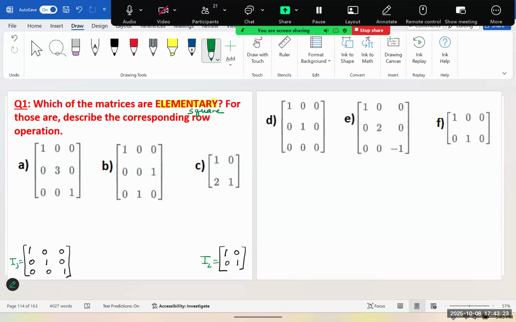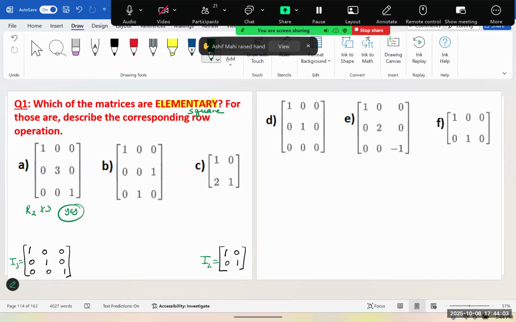Ready? Who is ready to give me the answer for A? You just have to tell me whether A is an elementary matrix or not. If yes, why, or which row operation was used. And if not, then why not? Jack. For A, the second row was multiplied by 3. Good. So the row operation was R2 multiplied by 3. So this is yes. Perfect.